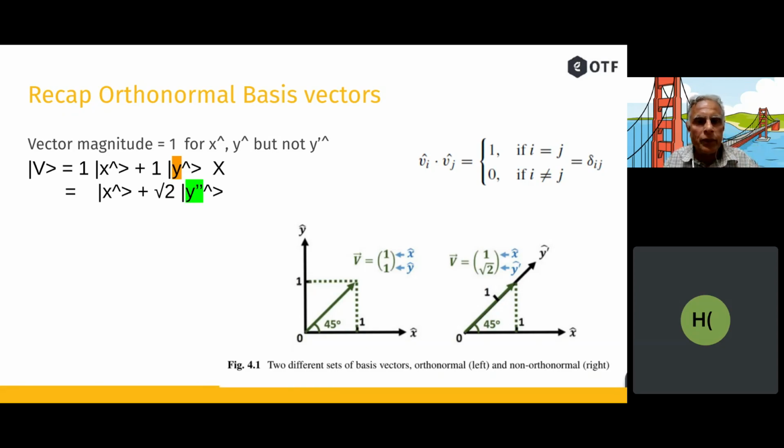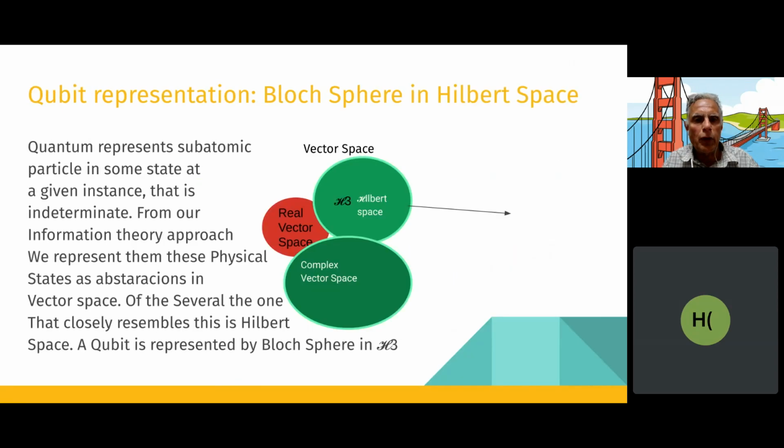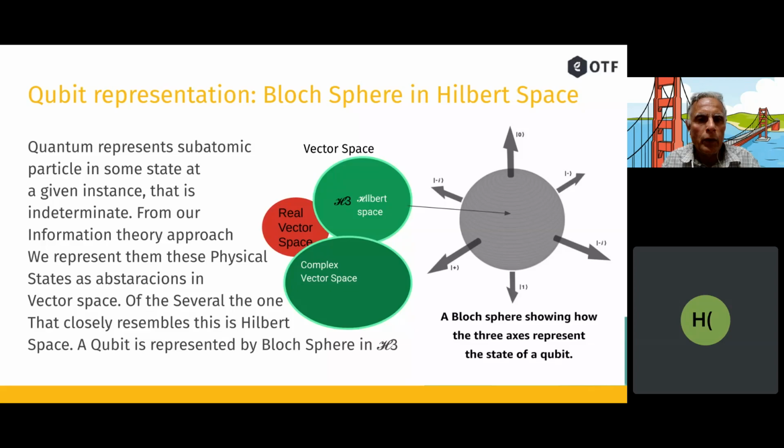So this is the summary of what we had seen. Professor Gokhale has indicated to you the orthogonal and orthonormal basis, which is important from our point of view. So if you look at a qubit, quantum represents a subatomic particle, which is in some state at a given instance. That is indeterminate, which we know, and that is the reason we want to find out which state it is in.